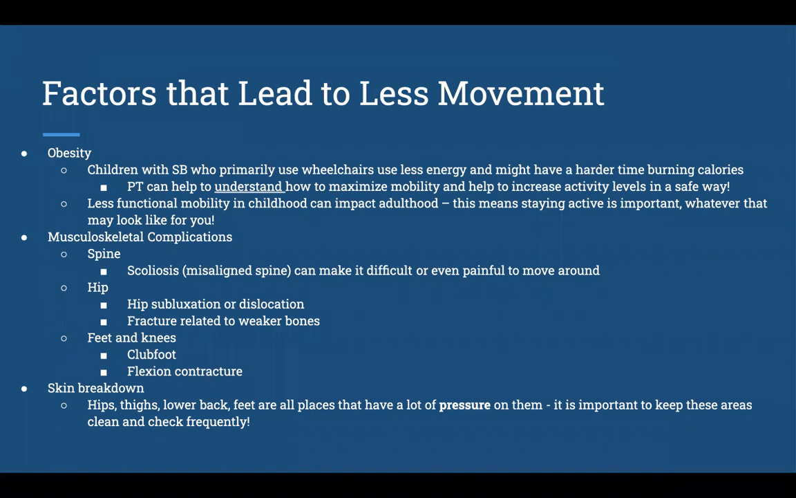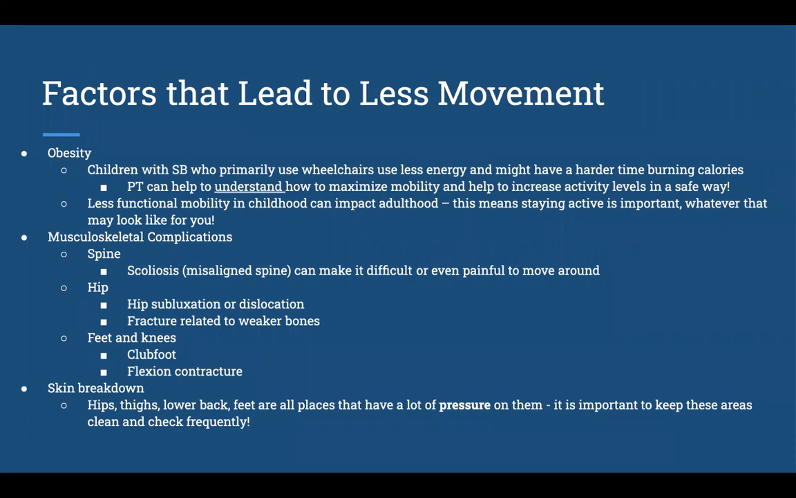Some of the musculoskeletal complications that can impact your ability to move are some of these issues that might occur at the spine. So scoliosis, people with spina bifida are at higher risk for developing scoliosis. And that just means that you have poor alignment of your spine. You get a little curvature in your spine, and that can make it difficult and painful to move. And physical therapy can help you to prevent the progression of your scoliosis curve, and also to help rehab from some of the aches and pains that you might get from scoliosis.